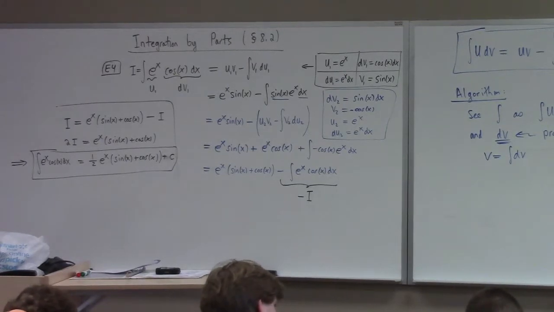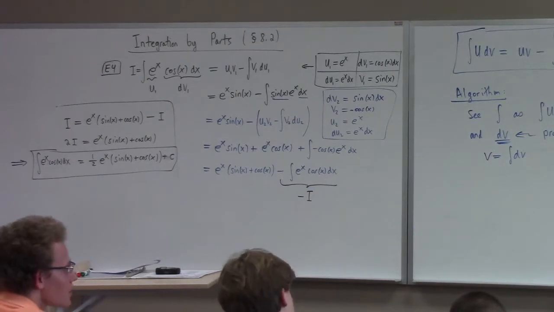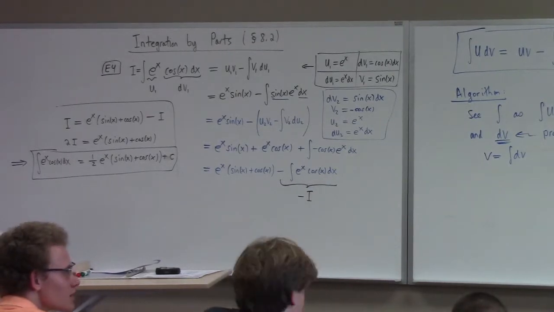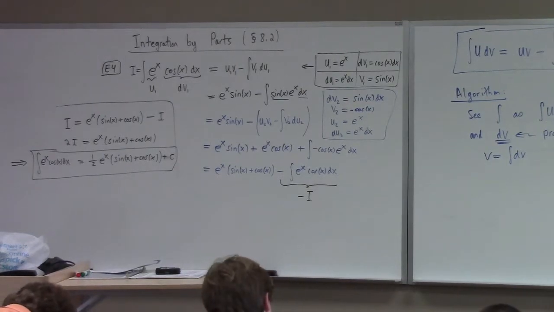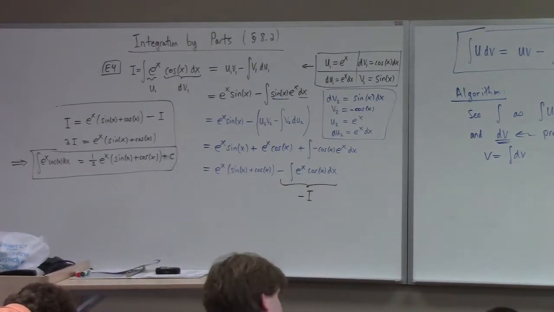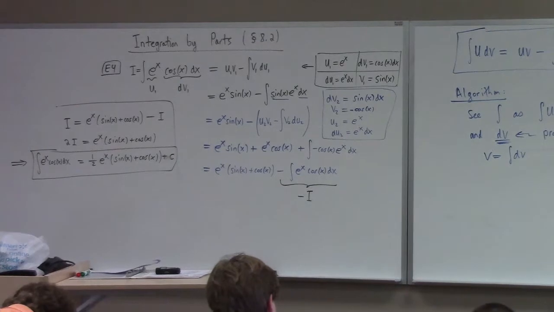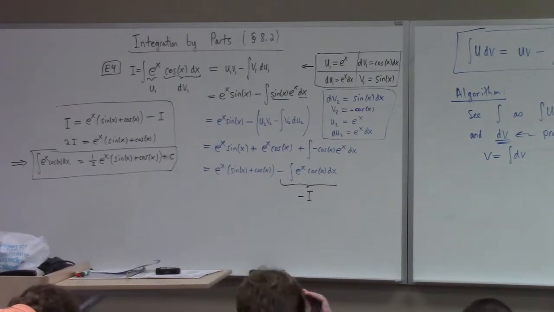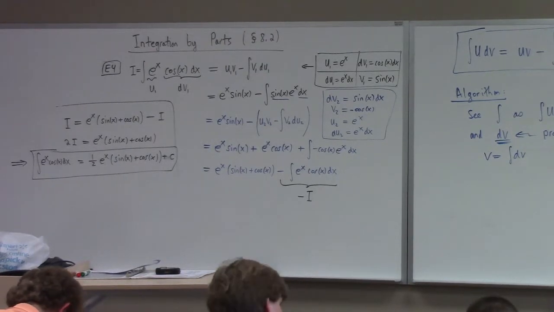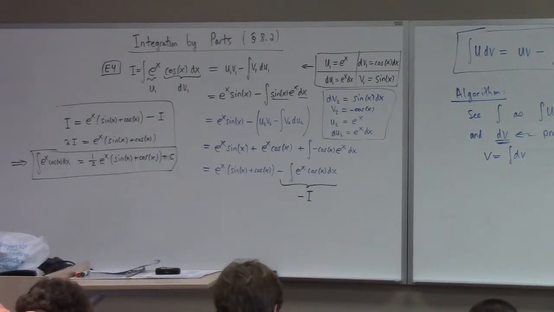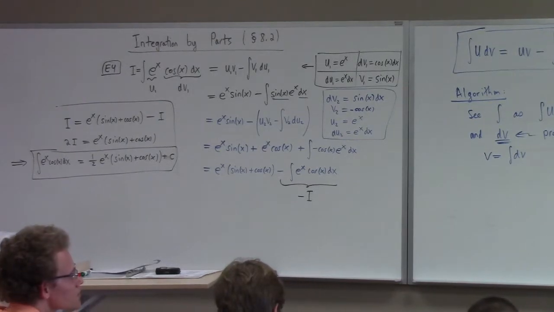Integral of cosine is what? Sine, yeah. So my uv is actually cosine theta sine theta. I take your x and make it a theta. Cosine theta sine theta minus the integral of v, which was sine theta. What's du? It is minus sine theta d theta, right?